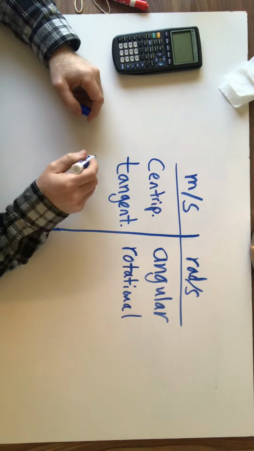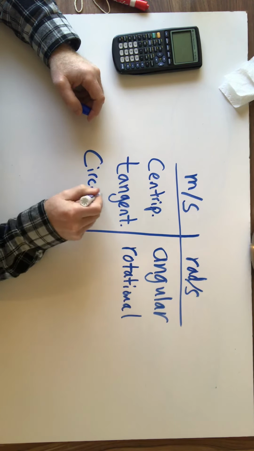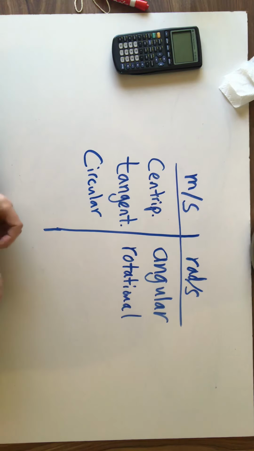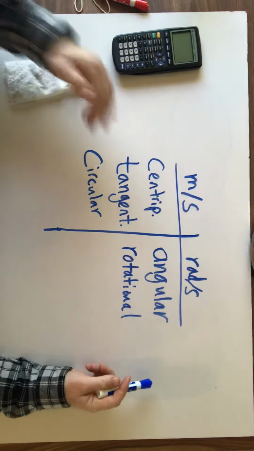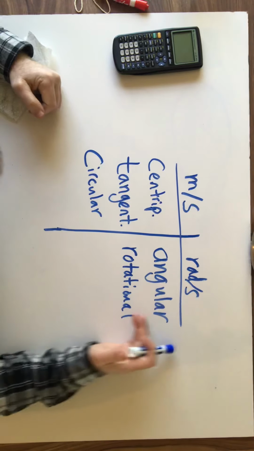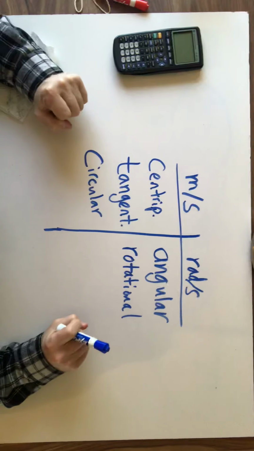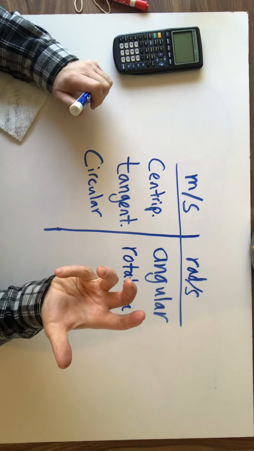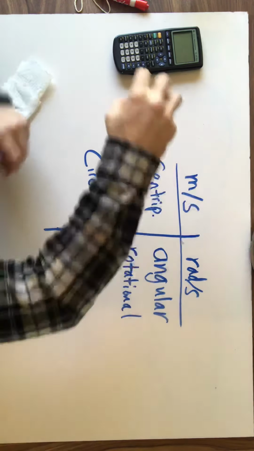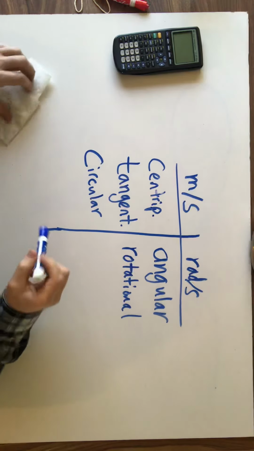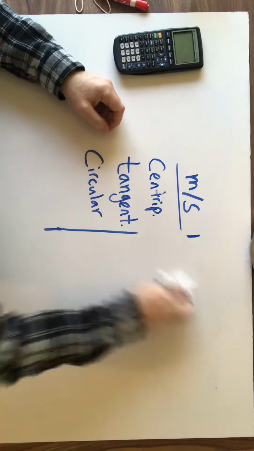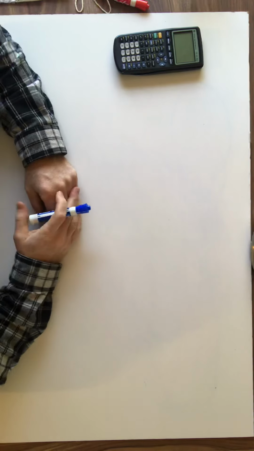This one also over here, there's another one that came to mind, circular. So if you see the word circular velocity or circular acceleration, that means meters per second. So we use meters per second, and we can use radians per second, depending on whether or not it's an object spinning on its own axis or an object going around another object. That's that. This is spinning on its own axis. Okay. Get rid of this. And I think we're ready to solve some problems.